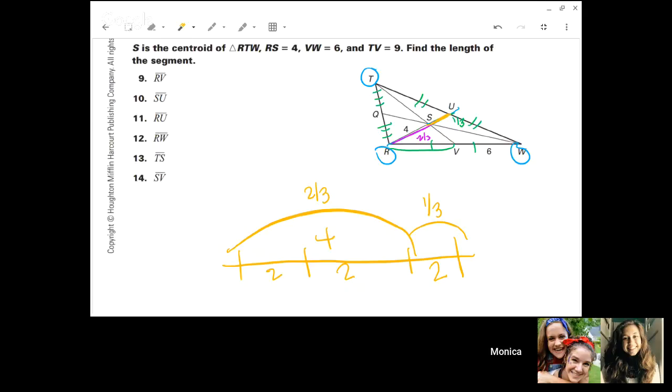So what we did is we used the numbers here that we know that this portion is 4, okay? And what we're solving for is this portion from S to U, which is 1/3 of that whole length, which is 2. So SU equals 2. Does that make sense?